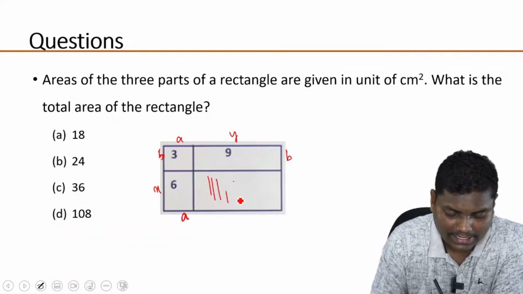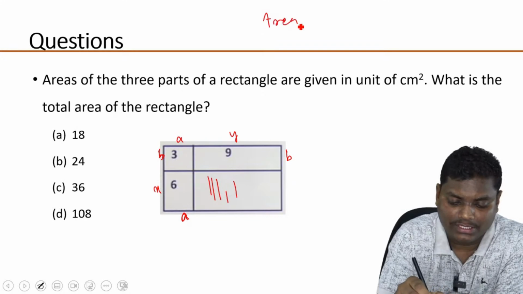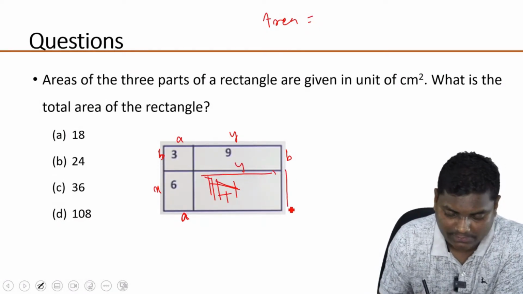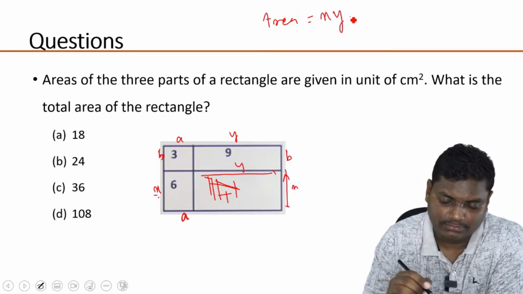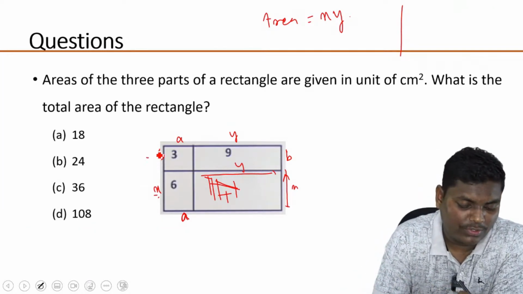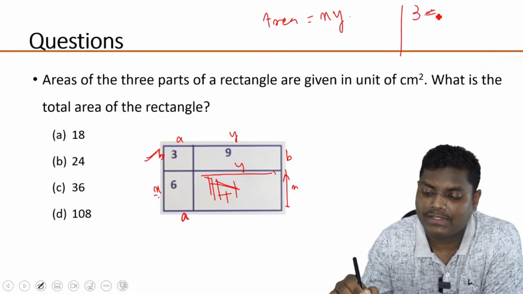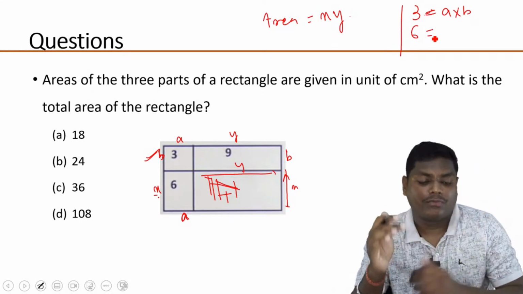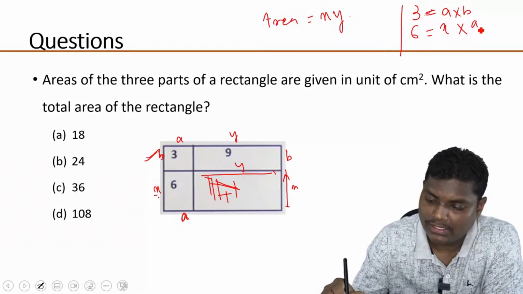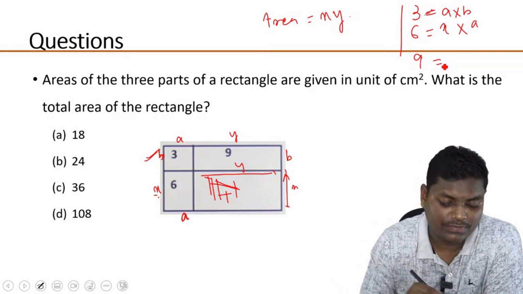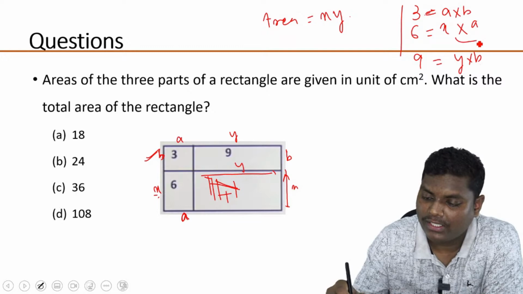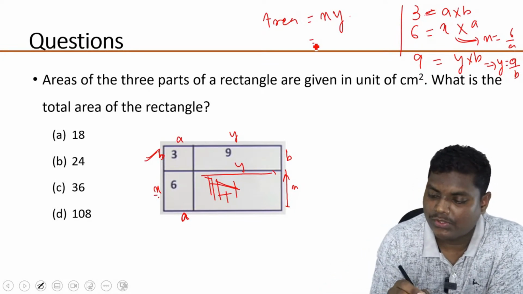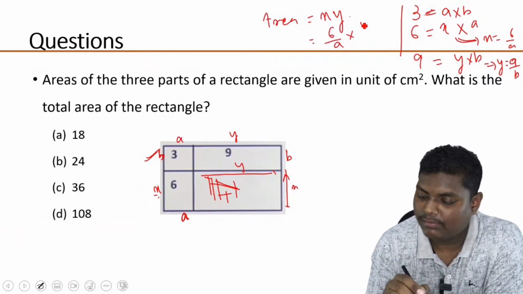Now the area of this place, the shaded portion, is basically X into Y, where we have taken this to be Y and this to be X. But what we can infer from the others: if you look into the first rectangle, 3 is the area, and the dimension we have taken is A into B. Similarly, for the other rectangle, the area is 6, and the dimension is X into A. Similarly, for the other rectangle, 9, the dimensions we have taken are Y into B. So from here we can write X is equal to 6 by A, and similarly Y is equal to 9 by B. So if you just substitute here, X is basically 6 by A into Y is basically 9 by B.